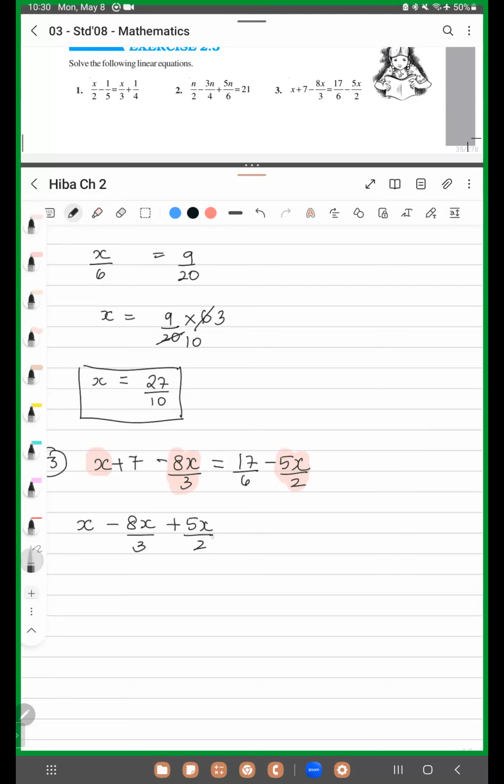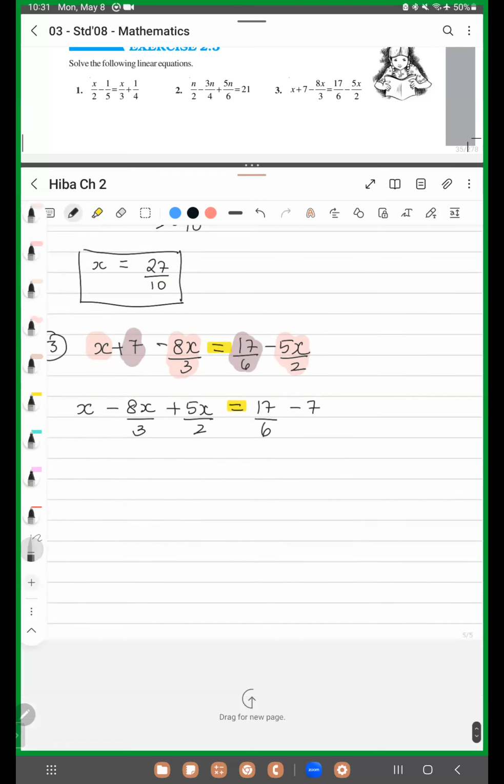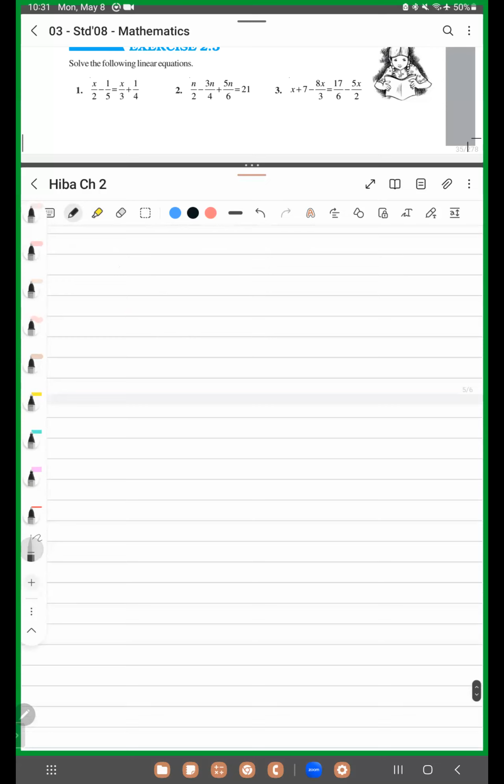Now the rest of the like terms, or the constant terms, what are they? 17 by 6. I have written the equal to sign in between. Then plus 7. Oh, sorry, it is minus because we bring it to the other side. Yes. Now we have to solve this.